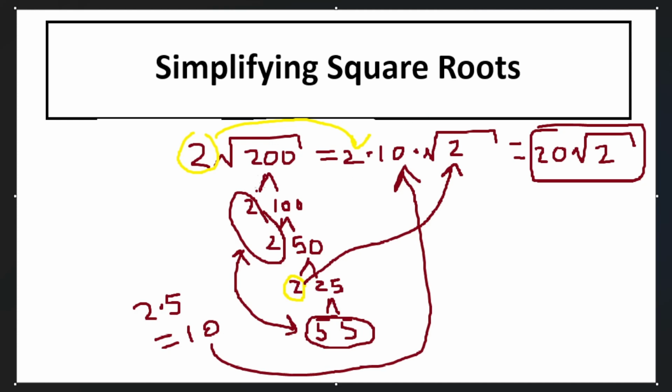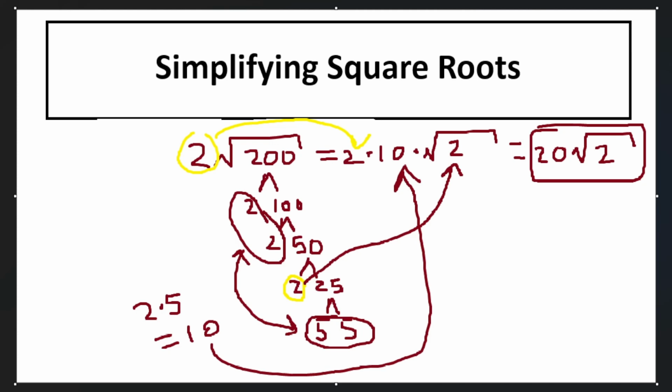Now this method of just dividing by 2 from the square root would work for every square root problem, as far as I know. Positive whole number, positive integer.